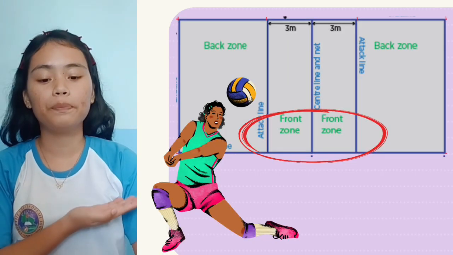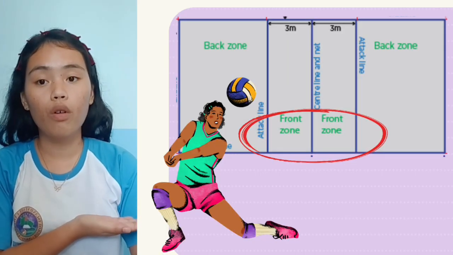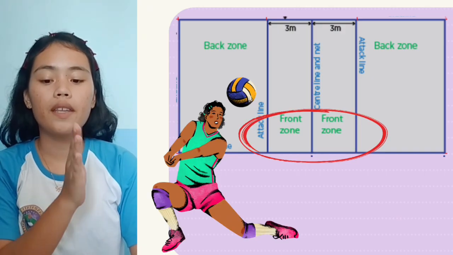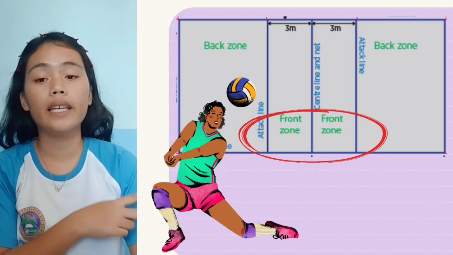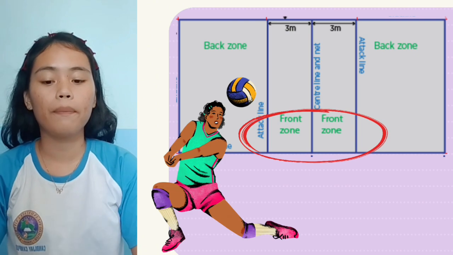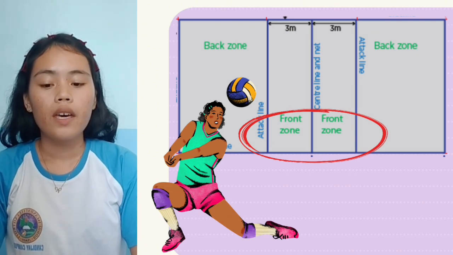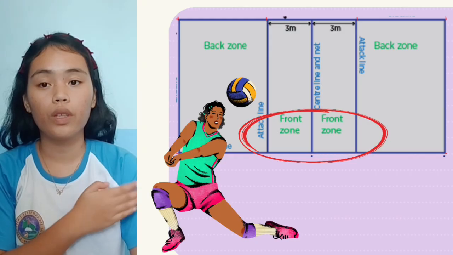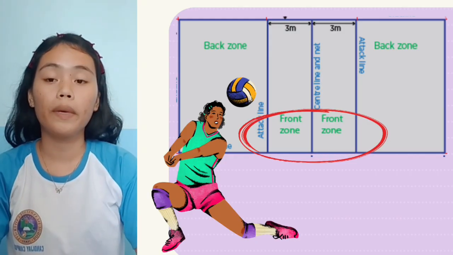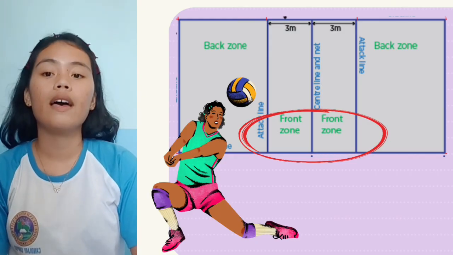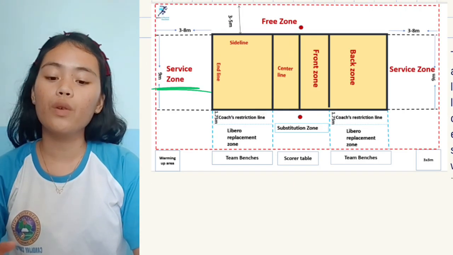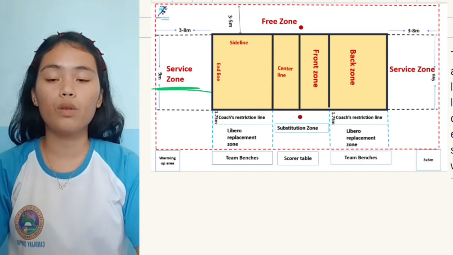So as you can see, the circle in color red is the front zone. It is between the center line and the net, and on the sides of each front zone of each team. The line of the front zone does not end there, since it can extend to the free zone. You will see the free zone in the next slide. So here we go. The front zone, this area also extends to the free zone.